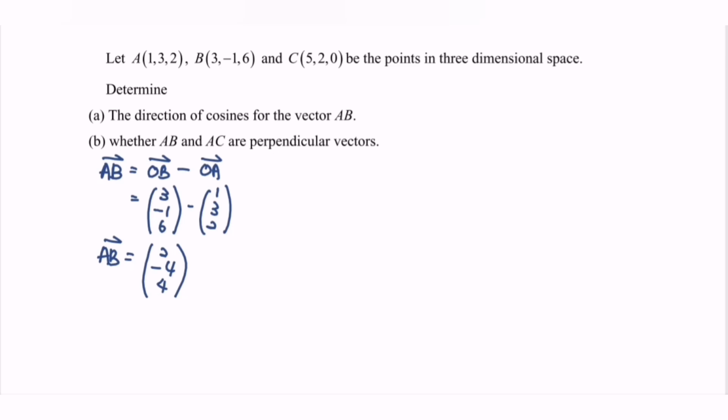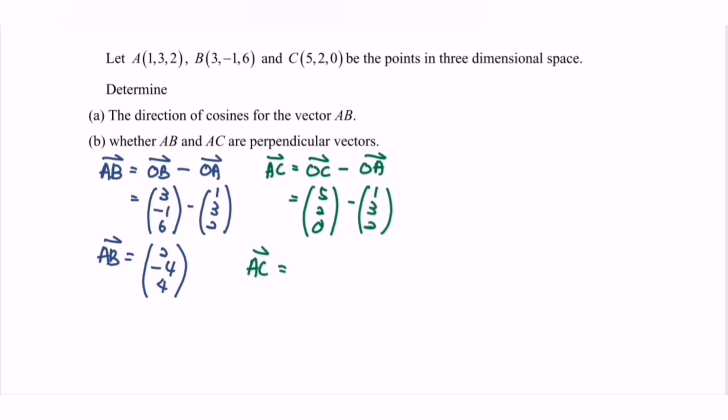Next, proceed with part B: whether the vectors AB and AC are perpendicular. Before we determine that, kindly determine the vector AC, which is OC minus OA. Substitute 5, 2, 0 for the position vector C, minus the position vector for A, which is 1, 3, 2. So finally, the vector AC is equal to 4, -1, -2, which is the direction of the vector AC.